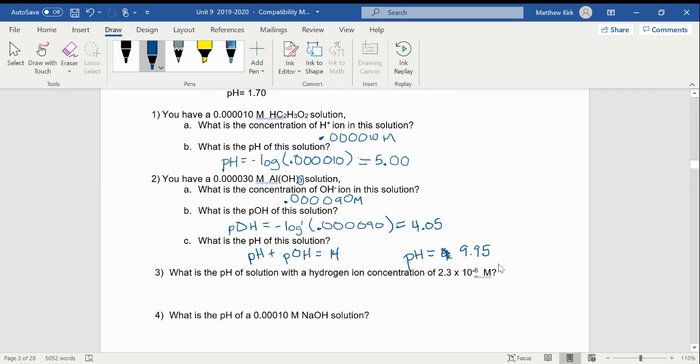So follow-up question for number 2, acid or base? Well, it's a base. The pH is 9.95, it's greater than 7, so it's a base. And one thing I should say, again, we don't worry about it too much in honors chemistry, is that pH is a logarithmic scale.